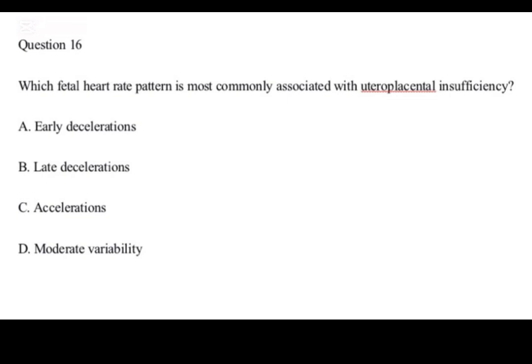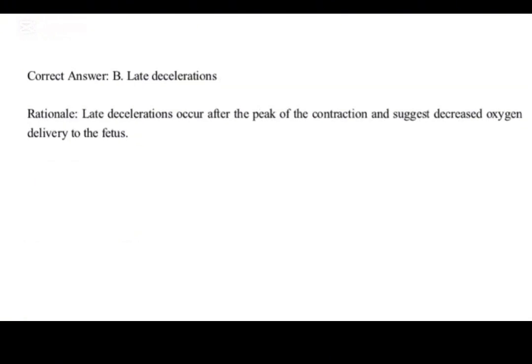Question 16. Which fetal heart rate pattern is most commonly associated with uteroplacental insufficiency? A. Early decelerations. B. Late decelerations. C. Accelerations. D. Moderate variability. Correct answer, B. Late decelerations. Rationale: late decelerations occur after the peak of the contraction and suggest decreased oxygen delivery to the fetus.